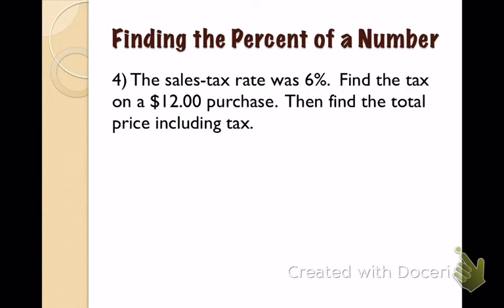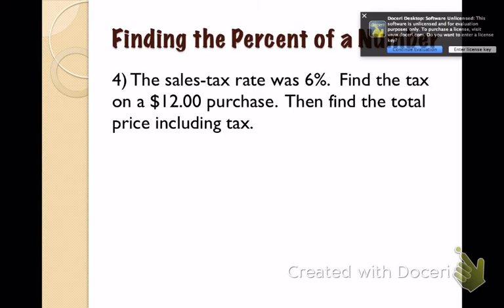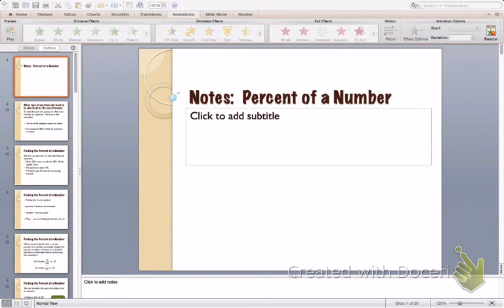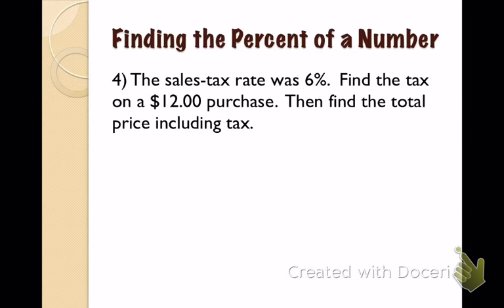Number 4, we have the sales tax rate was 6%. Find the tax on a $12 purchase, then find the total price including tax. So we have something that costs 12 bucks. Sorry about that. Let's go back. All right, so we have a 6% tax, and we want something that costs $12, and then we want to find the total. So we're going to do 6%, 0.06, decimal twice to the left, times the $12.